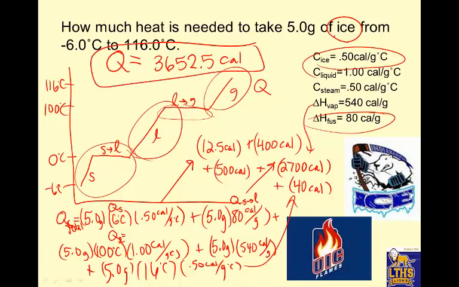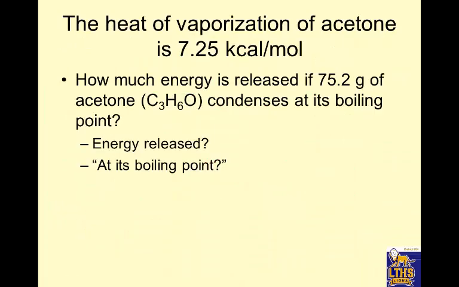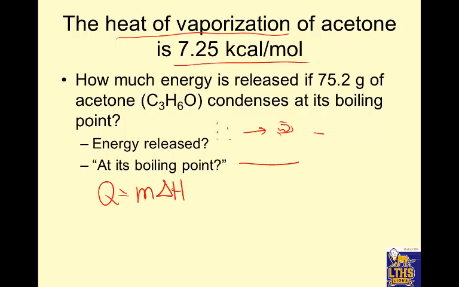And that's it. Okay, so another problem you might have: the heat of vaporization of acetone is 7.25 kilocalories per mole. How much energy is released if 75.2 grams of acetone is condensing at its boiling point? Energy released, okay, gas turning to liquid is exothermic, so it releases energy, so that means delta H is negative. At its boiling point means it's a flat line.